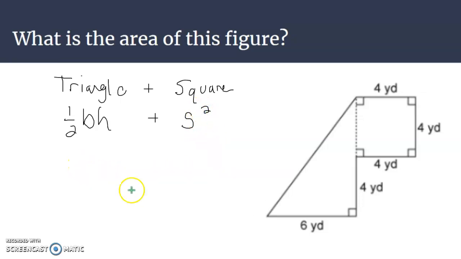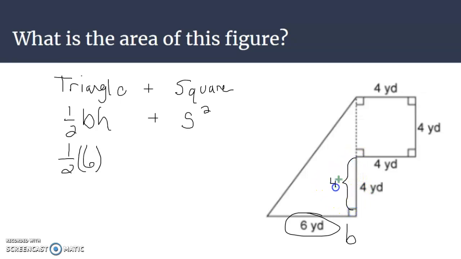For the triangle, our base is down here, 6. The height of the triangle, well, I have this segment here, which is 4. We also have this segment here, which is part of the square. It also is 4. The 4 and the 4 combine to make a height of 8.